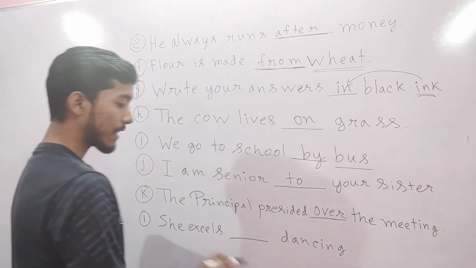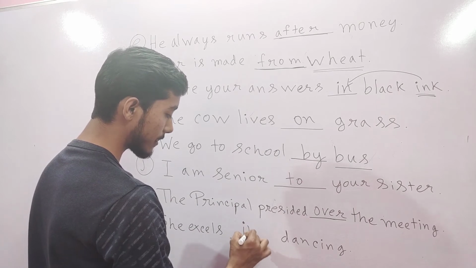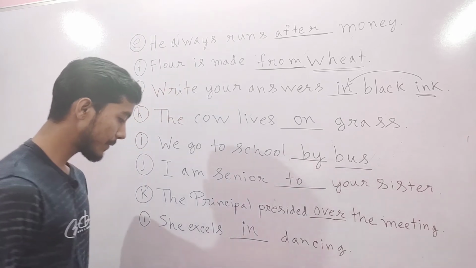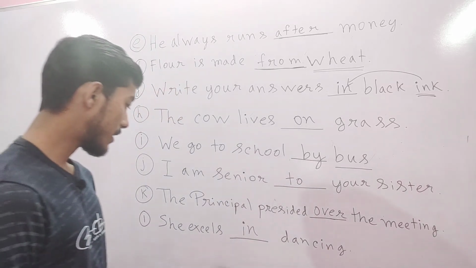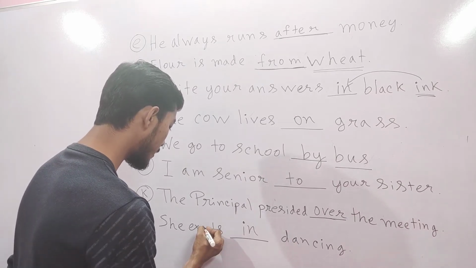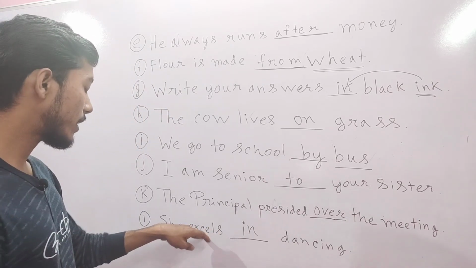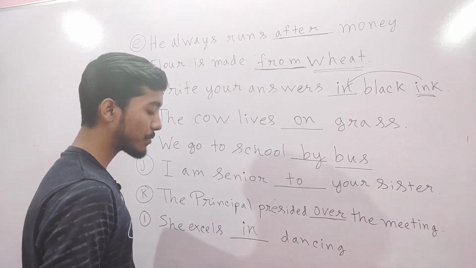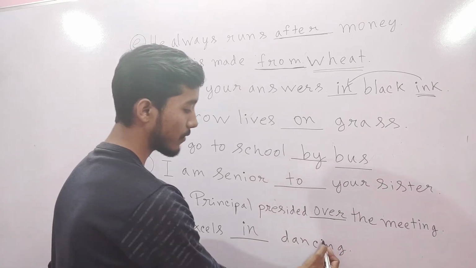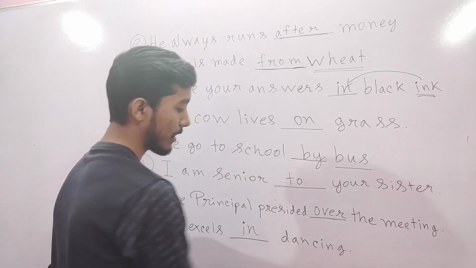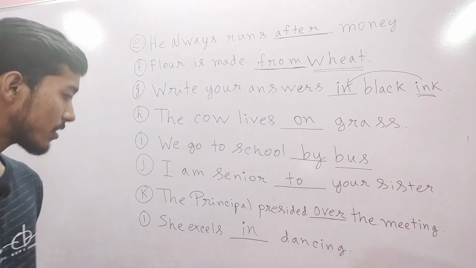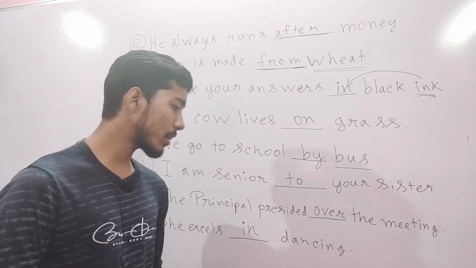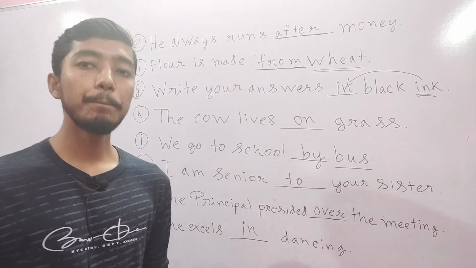Next, she excels in dancing. She excels in dancing. Now in this sentence, she is very good in dancing. We also say like this. So whenever we are writing excels, we are to put the preposition in. She excels in dancing. Whenever we are talking about a particular talent or skill of somebody, she excels in dancing, or it may be singing, she excels in singing, or maybe drawing or something else. So whenever we are talking about skill, we are to write in.